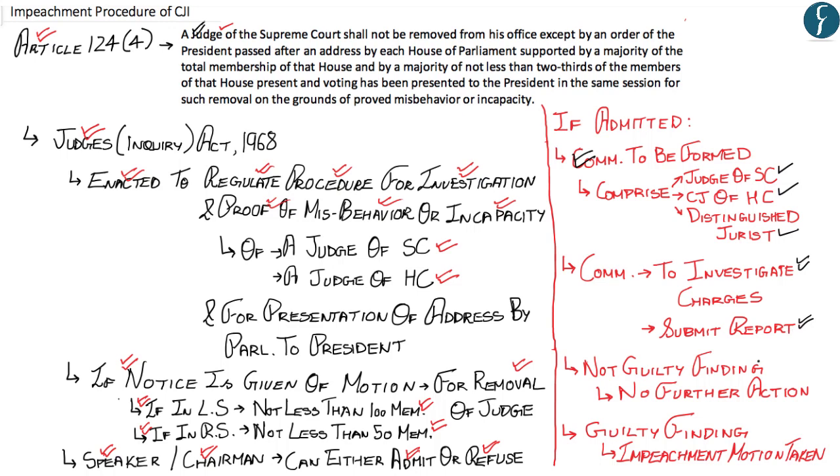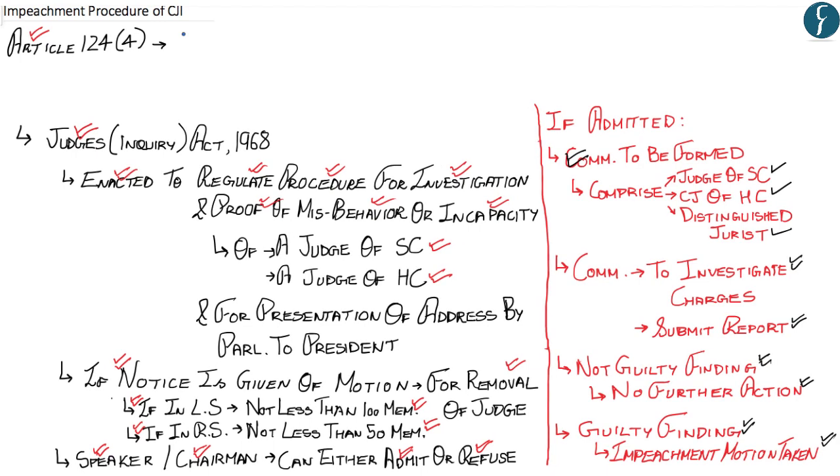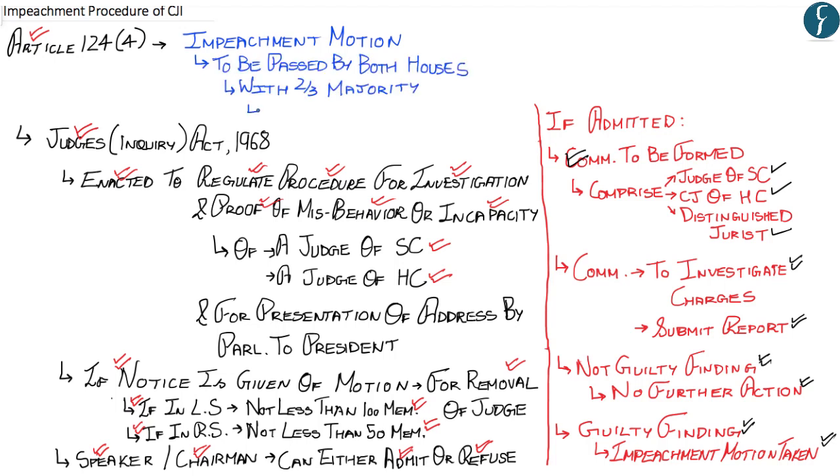And if the committee comes with a finding of not guilty, then no further action would be taken. However, if the committee comes with a finding of guilty, then the impeachment motion against the judge would be taken up. And therefore, the impeachment motion has to be passed by both houses with 2/3 majority of the members present and voting, and a majority of the total membership of the House.